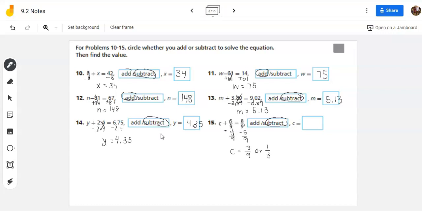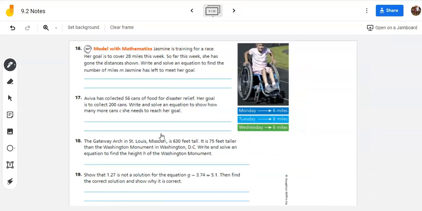Let's flip to the back side of page 284. And we have some word problems, then we'll end up with some easier ones on the bottom. Jasmine is training for a race. Her goal is to cover 28 miles this week. So far, she has gone the distances shown. So over here, she has gone 6 plus 8 plus 6 plus, write and solve an equation to find the number of miles M.